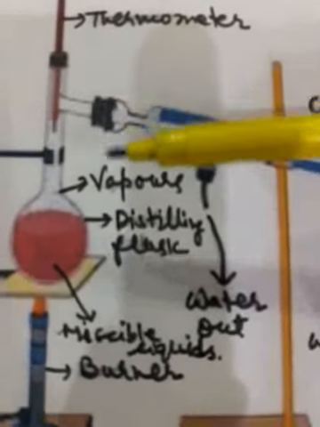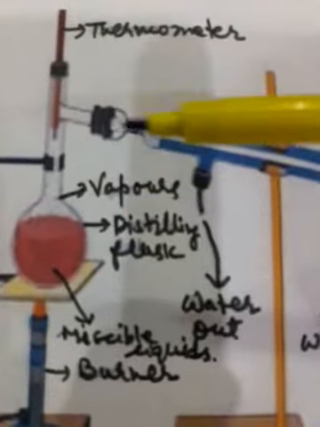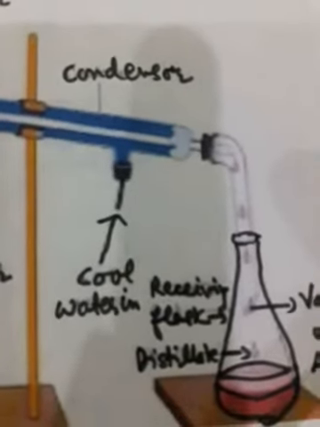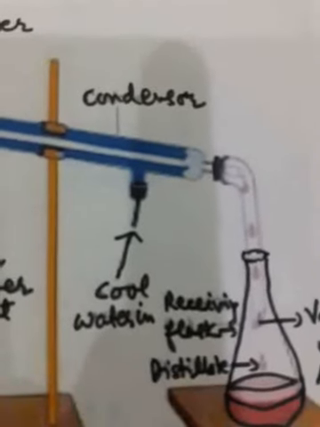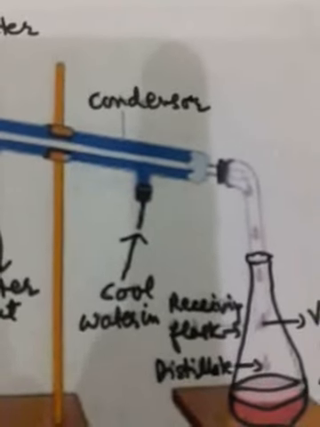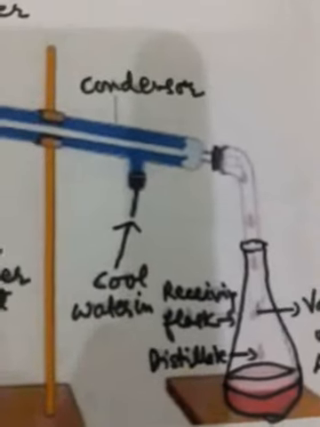Then what will we do? We will stop heating it. Water will remain in the distillation flask and acetone is collected in this receiving flask. In this method, acetone and water are separated because they have different boiling points.